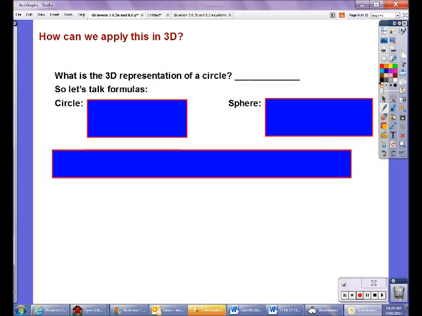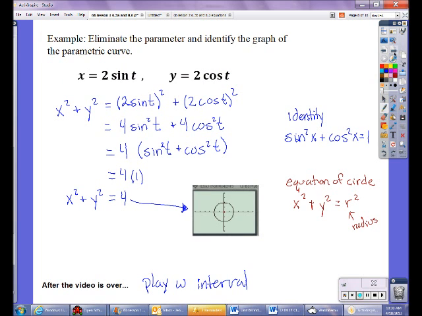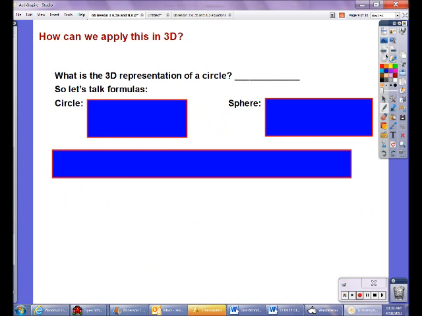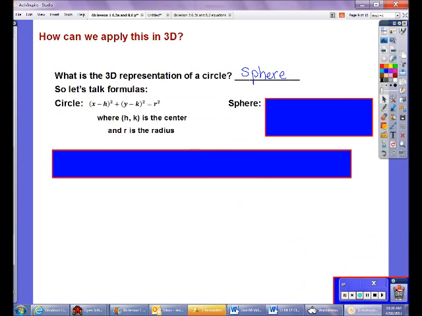Before that, though, let's talk about this whole, how can we apply this in 3D? We were talking about circles here. So what is a 3D representation of a circle? A sphere. And I was saying before I was starting with the easy one that was centered at 0, 0.